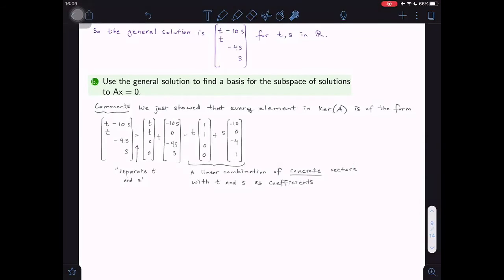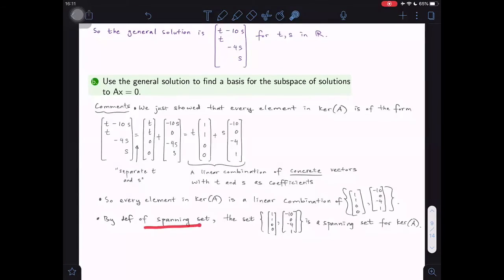What I mean by concrete vectors are vectors with actual numbers, as opposed to here where they are written in terms of variables. This means that every element in the kernel of A is a linear combination of these 2 vectors. By definition of spanning set, this set is a spanning set for the kernel of A. This set might be a basis, or it might be too big to be a basis.